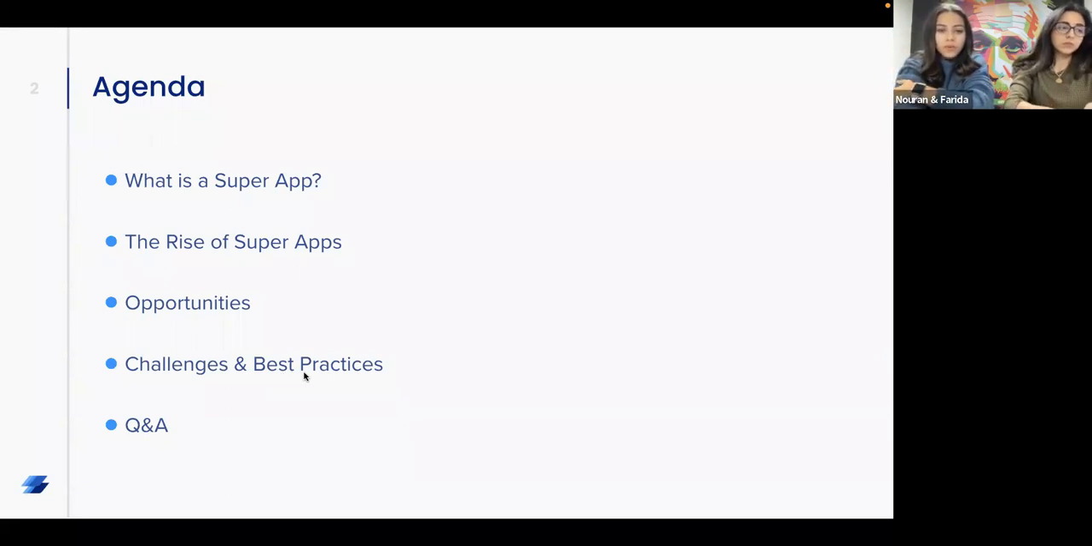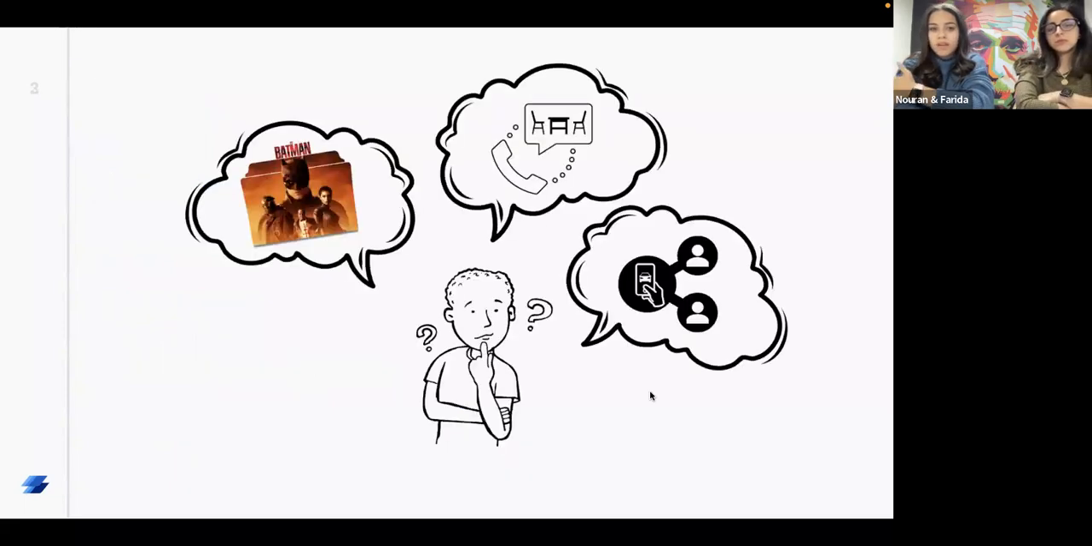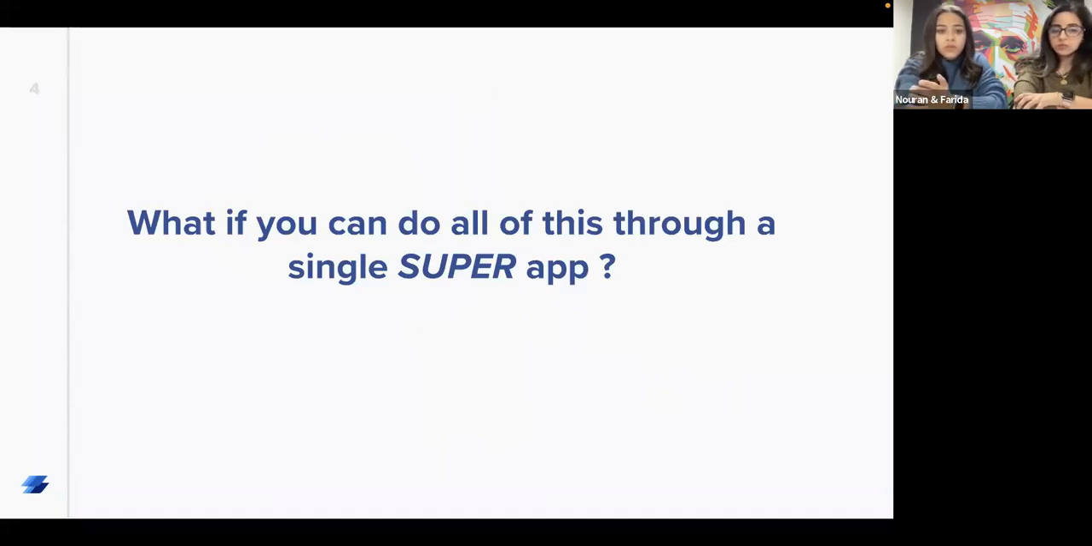Before we start, let's begin with an imaginary scenario where you want to book the new Batman movie and go see it with some friends. Afterwards, you want to go have some dinner, so you want to make a reservation. You want to book a ride over there. And then after the day is done, you want to pay your friend back. Usually when this happens, you would need to navigate between 4 to 5 different applications in order to do all these everyday things. But what if you can do all of this through one single super app?